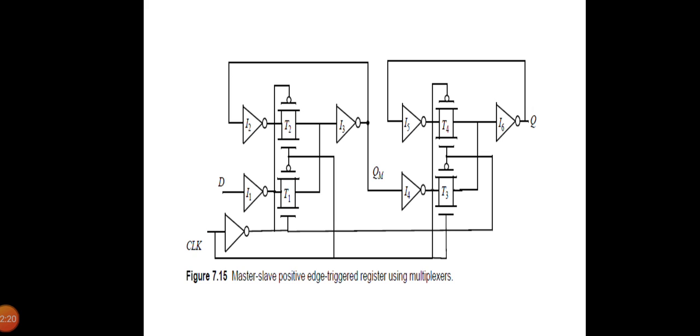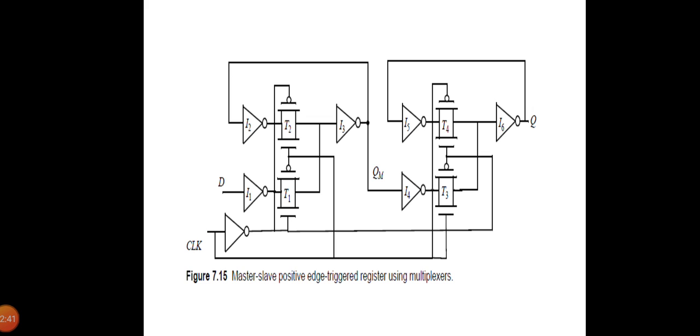During this period, T3 and T4 are off and on respectively, and the cross coupled inverters hold the state of the slave latch. When the clock goes high, the master stage stops sampling the input and goes into the hold mode. So T1 is off and T2 is on, and the cross coupled inverters I2 and I3 hold the state of the QM. Also T3 is on and T4 is off, and QM is copied to the output.